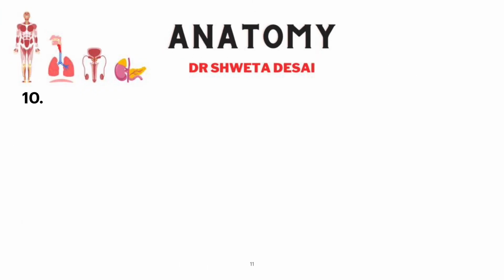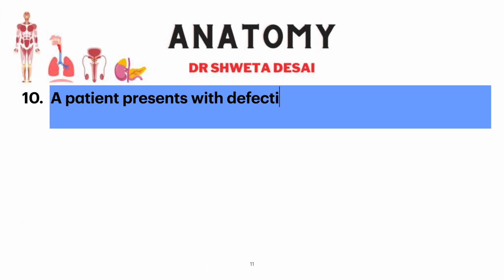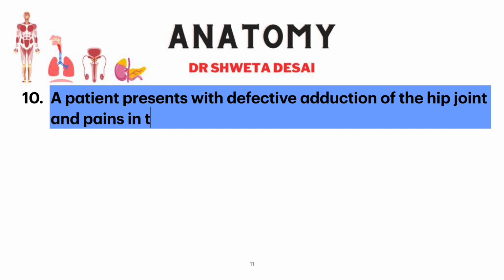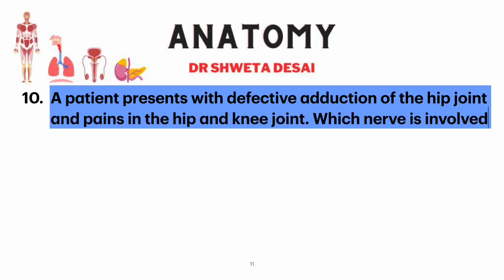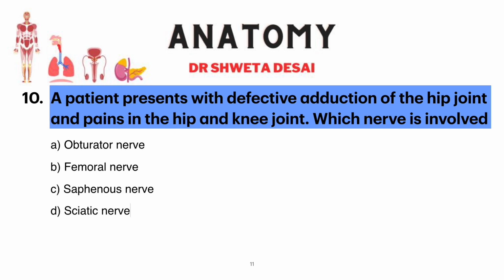Question number 10. A patient presents with defective adduction of the hip joint and pains in the hip and knee joint. Which nerve is involved? A. Obturator nerve. B. Femoral nerve. C. Saphenous nerve. D. Sciatic nerve. The right answer is A. Obturator nerve.